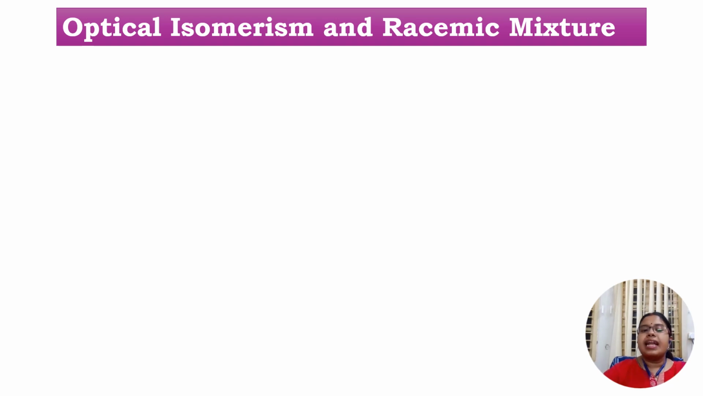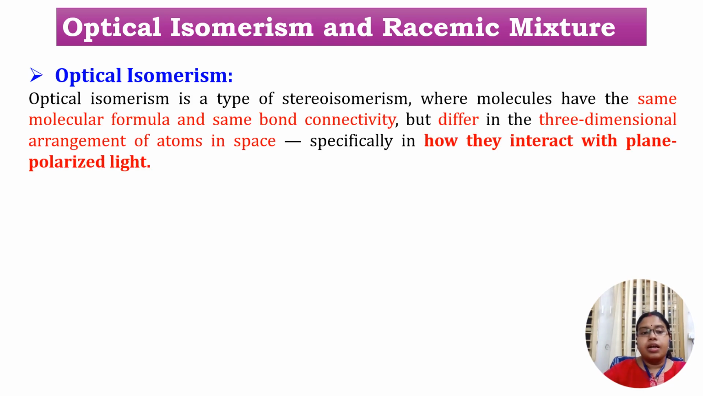What is optical isomerism and racemic mixture? What is optical isomerism? It is a type of stereoisomerism where the molecules have the same molecular formula and the same bond connectivity but differ in the three-dimensional arrangement of atoms in space, especially in how they interact with plane polarized light.